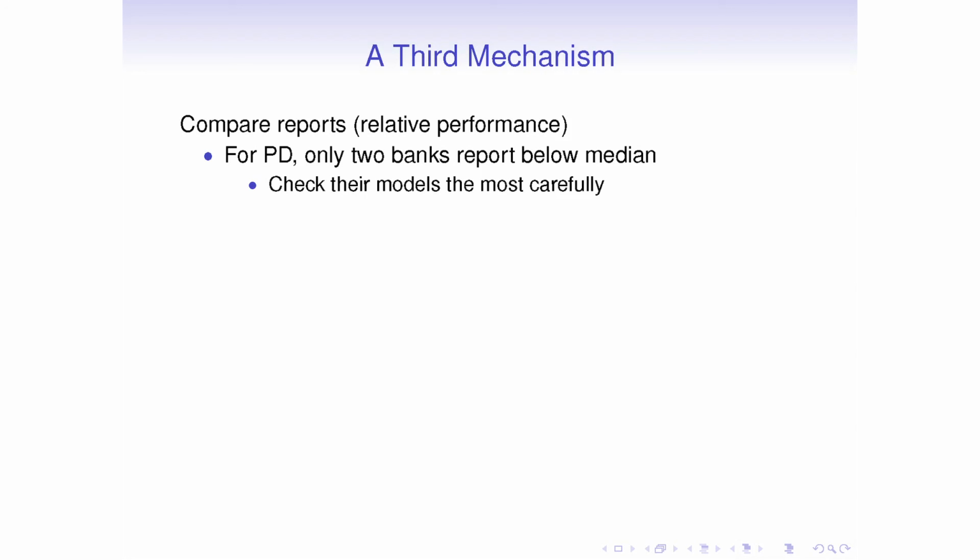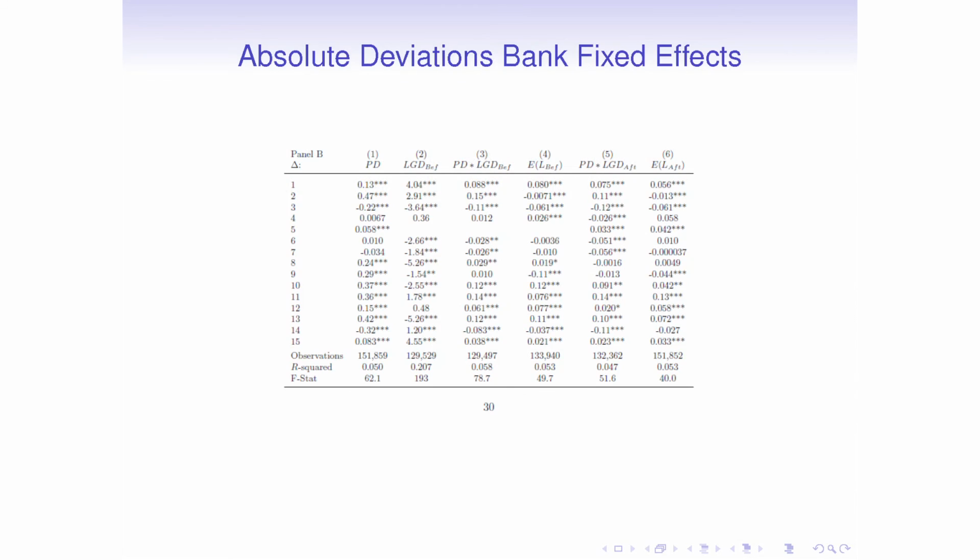And this was really striking to me. This is their fixed effect regression. So look at this first column. This is the probability of default. This is the results that they were emphasizing. There's only 2 banks that are reporting below the median.